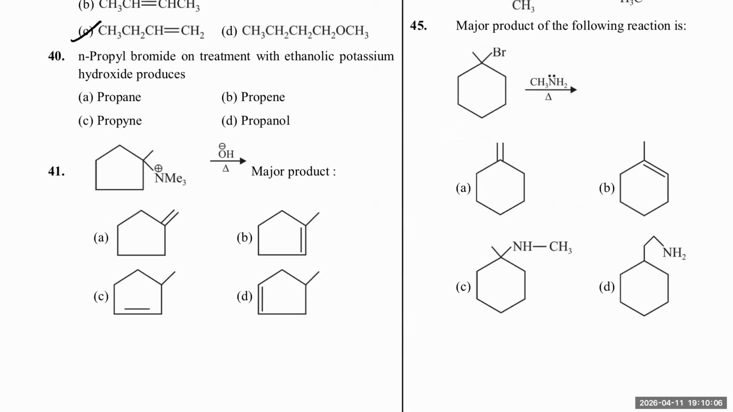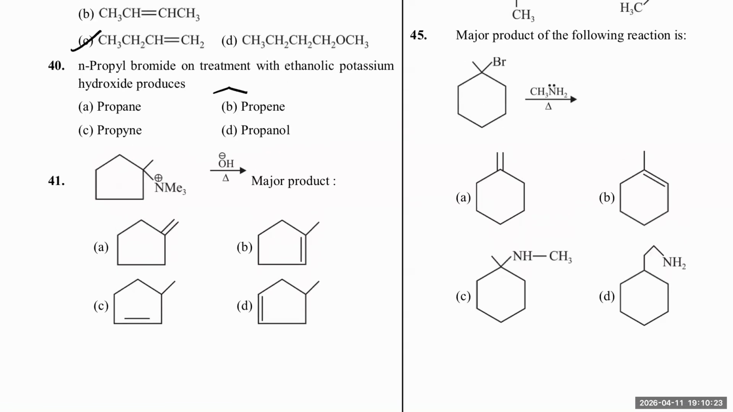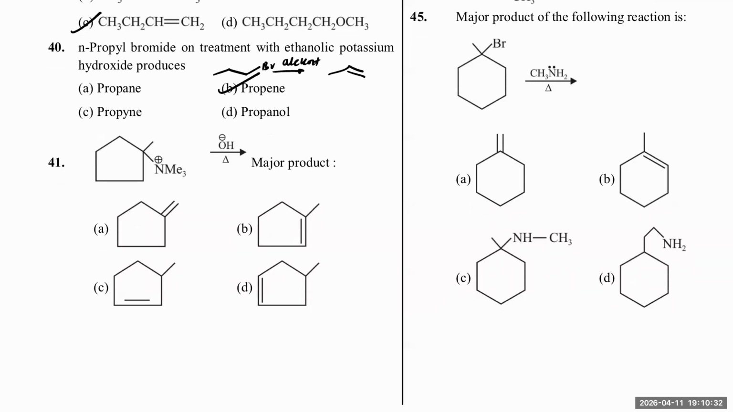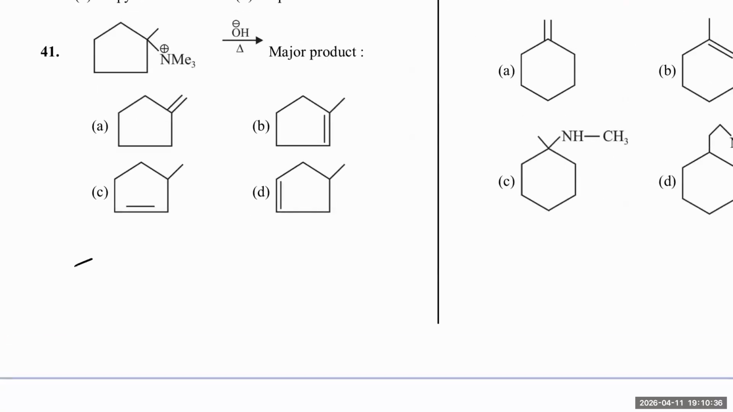Next, n-propyl bromide on treatment with ethanolic potassium hydroxide. I told you that whenever you have an alcoholic KOH, always go for elimination more than substitution. So propene. Now notice this case, everybody.